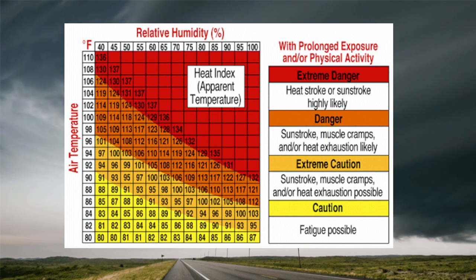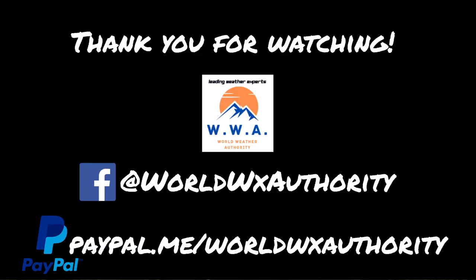But unfortunately for Wednesday, we're looking at between 94 and 96 for the high. And we're looking at about 70% humidity. So we're definitely in the danger to extreme danger zone. Heat exhaustion, muscle cramps, sunstroke, likely or highly likely. So definitely make sure you stay hydrated, check on your elderly neighbors, make sure you're staying cool, and try not to stay outside for prolonged periods of time. If you can, just go inside for a couple minutes and then go back outside and do the rest of your work.